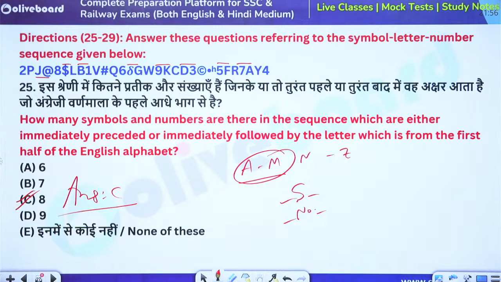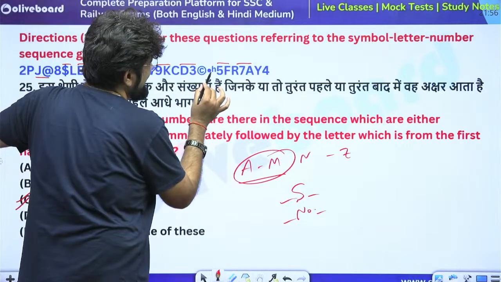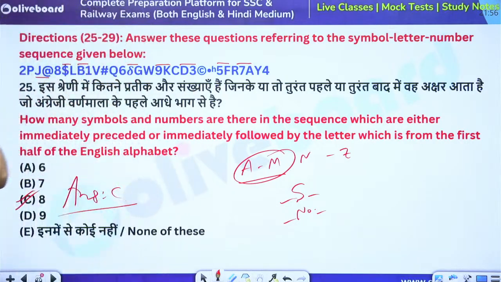Okay. Do you think I should count this also? Or do you think I should take it as a symbol? Na? Let it be 8 only. 25th question.